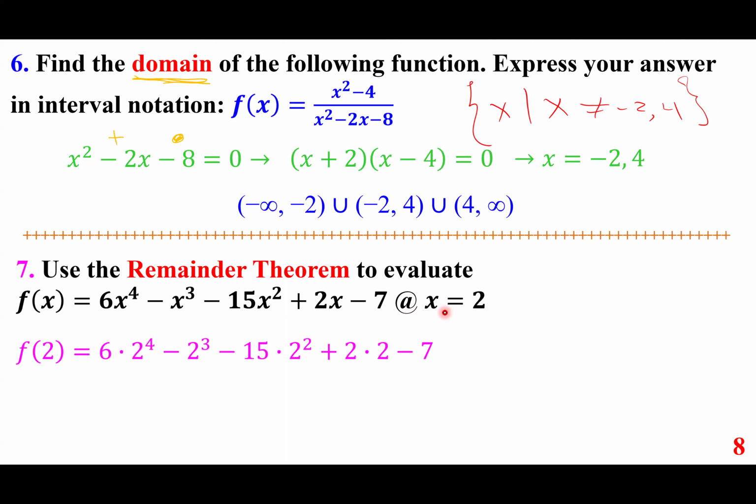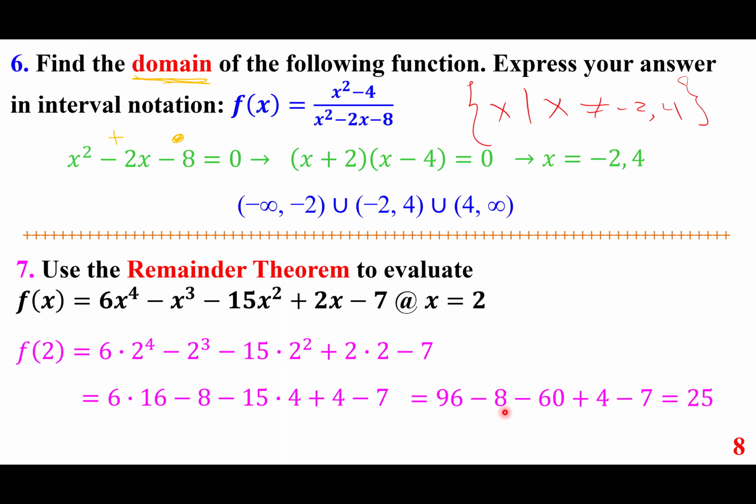Plug in. According to the remainder theorem, all you have to do is plug in. So replace the x with whatever is given, in this case 2. Of course, 2 to the power 4 is 16, 2 cubed is 8, 2 squared is 4, you plug in. So 6 times 16 minus 8 minus 15 times 4 plus 4 minus 7. You do the math, this is 96 minus 8 minus 60 plus 4 minus 7 equals 25.